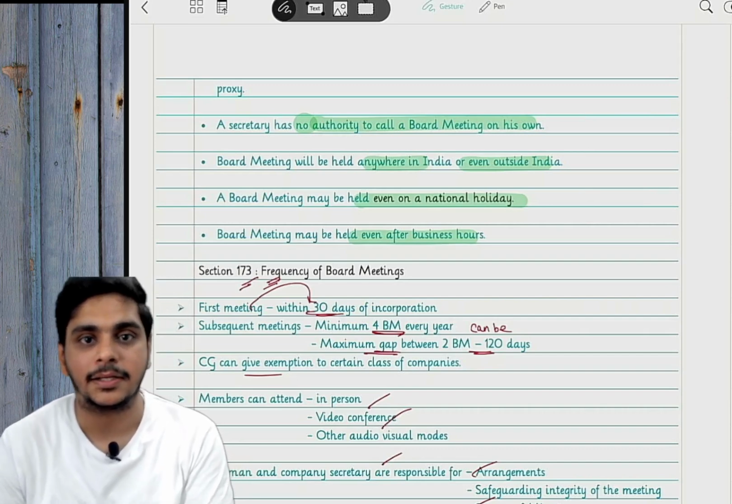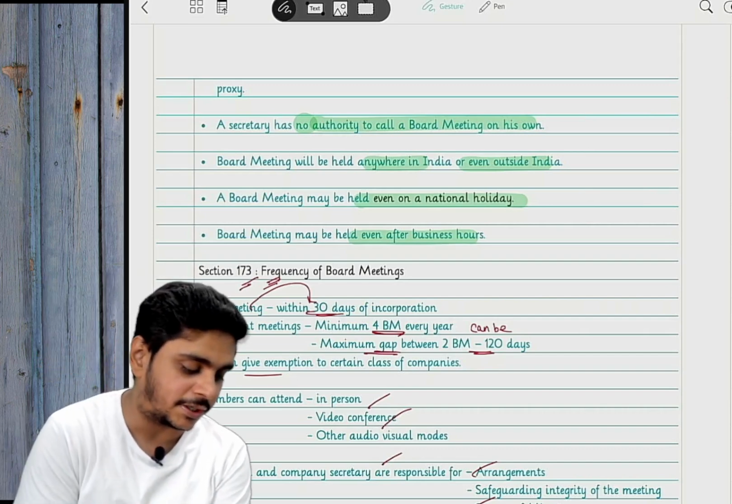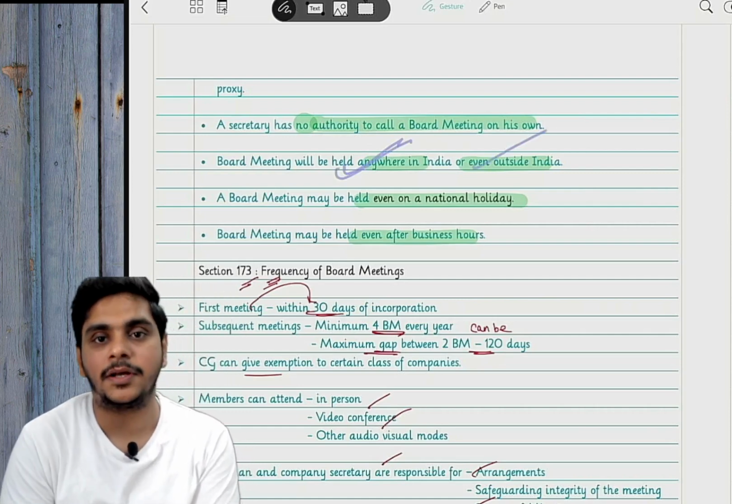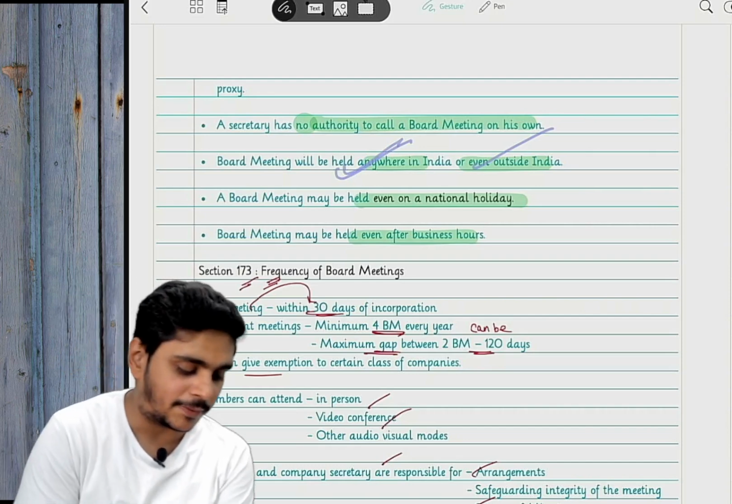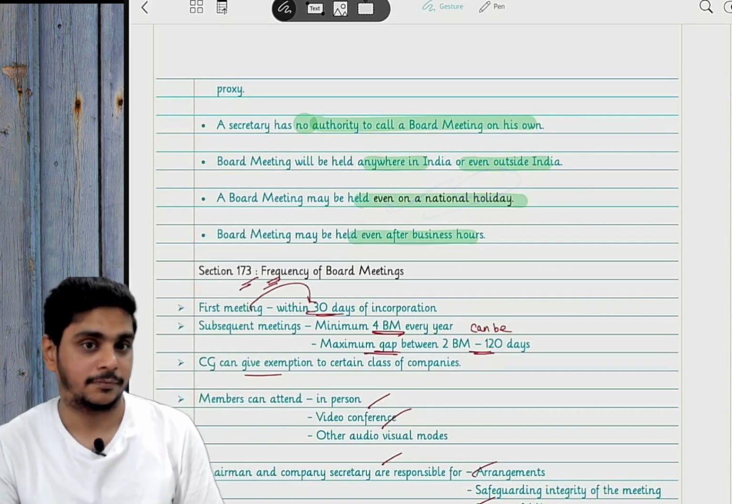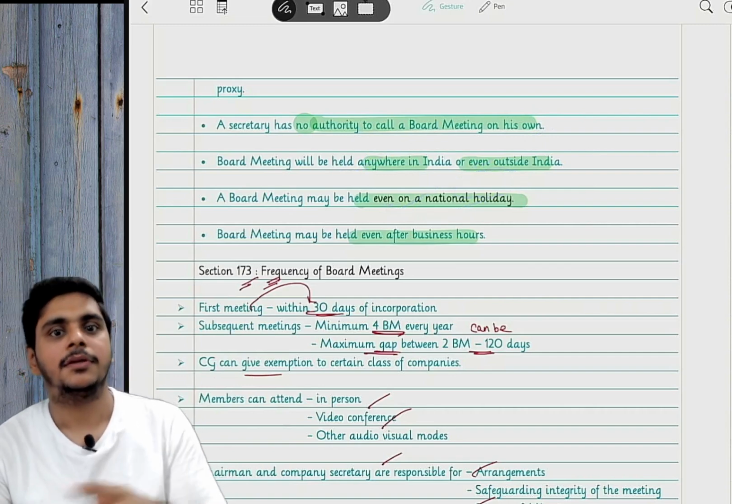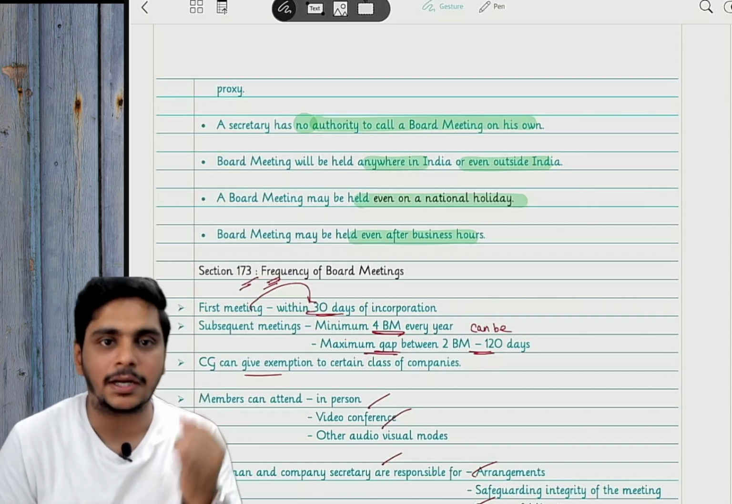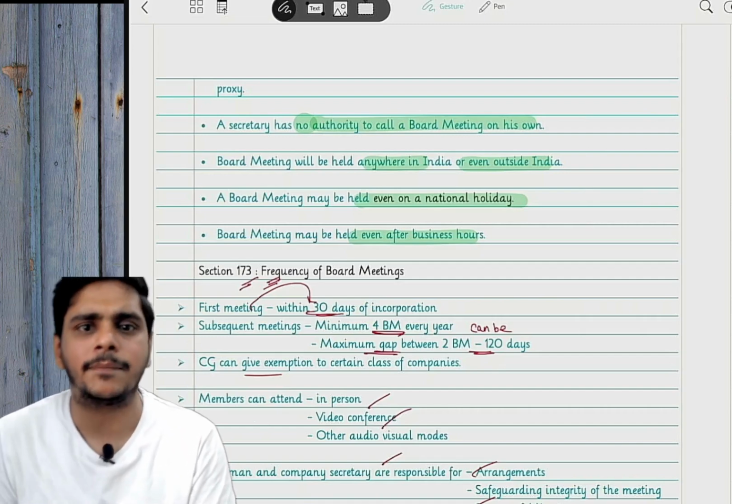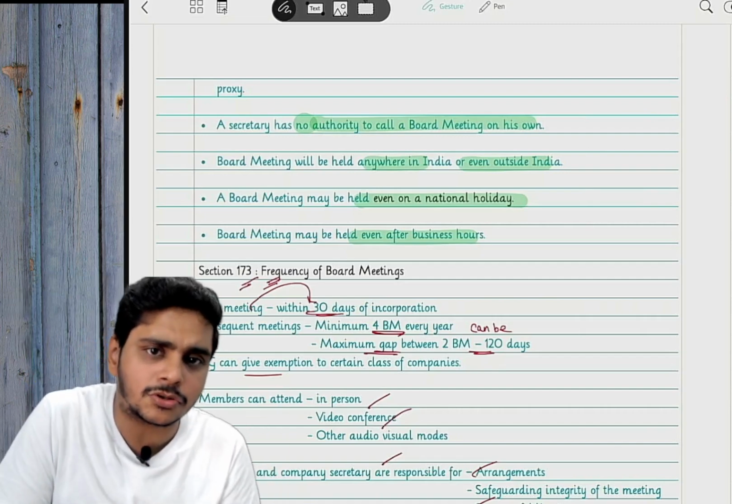A board meeting can be held anywhere in India or even outside India. A board meeting may be held even on a national holiday. An adjourned board meeting cannot be held on a national holiday unless the articles provide otherwise. It may be held after business hours, or during business hours.